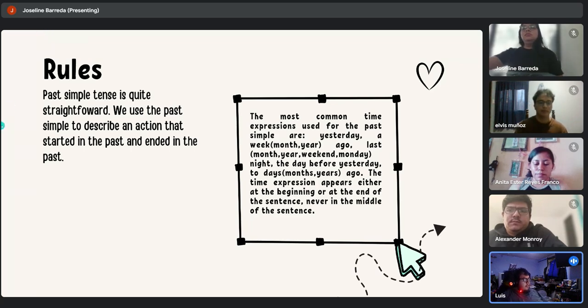The most common time expressions used for the past simple are yesterday, a week, a month, a year ago, last month, last year, last week, or last Monday, last night, the day before yesterday, 2 days ago, 2 months ago, something like that. Also, the time expression appears either at the beginning or at the end of the sentence, never in the middle of the sentence.